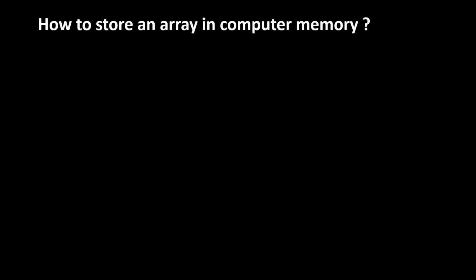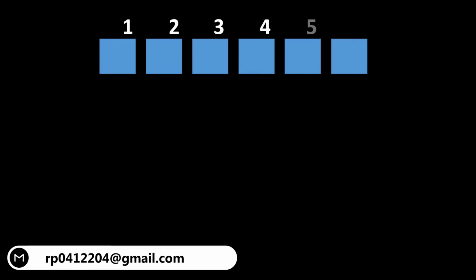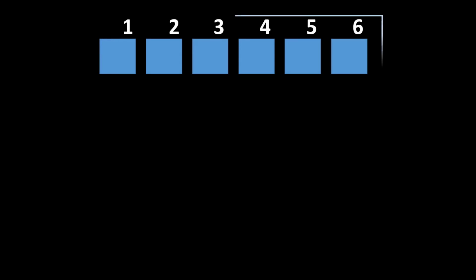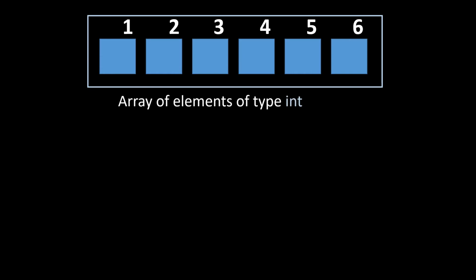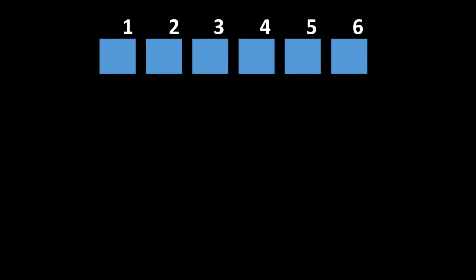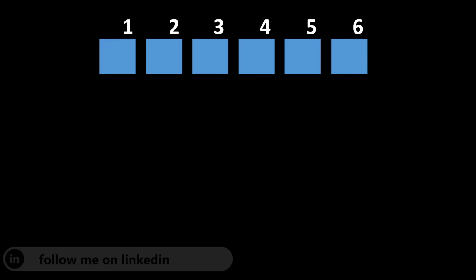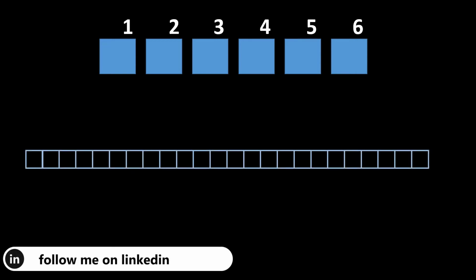To understand this, let's take an example where we are given a set of 6 elements, each of the type integer, having indices 1, 2, 3, 4, 5, 6. And this is called an array of elements of type integer. And each of these elements will have the size of 4 bytes. Computer memory is just a linear arrangement of bytes. Here, each byte is represented by small blocks.